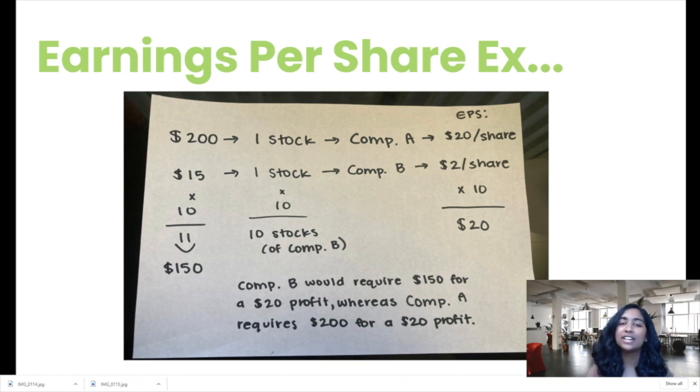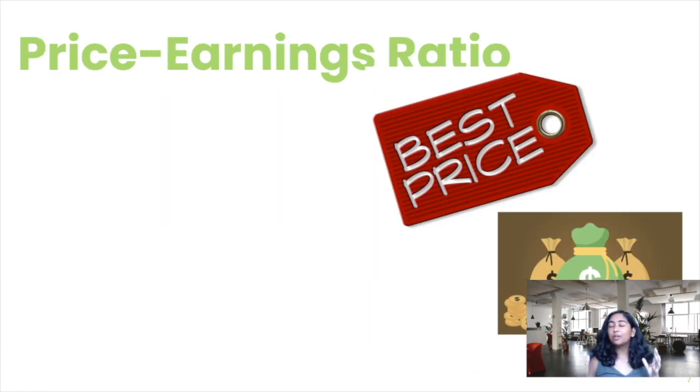Therefore, a smart investor would invest in 10 shares of company B instead of paying $200 for a share of company A because they're paying less for the same earnings per share profit. Now we're going to be looking at the price to earnings ratio.